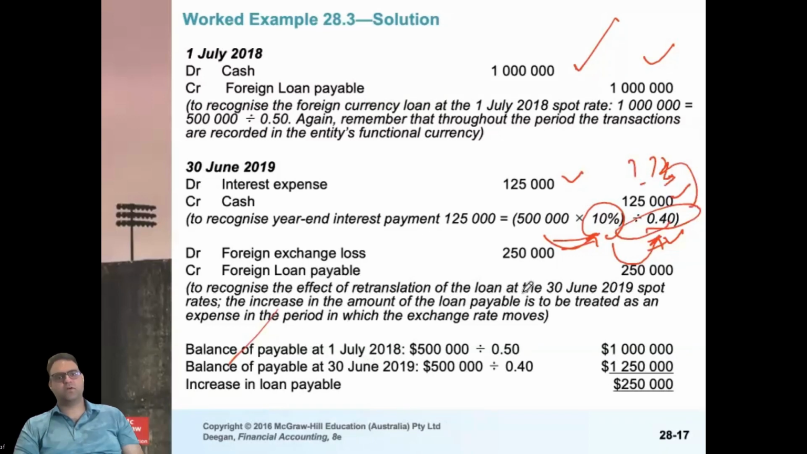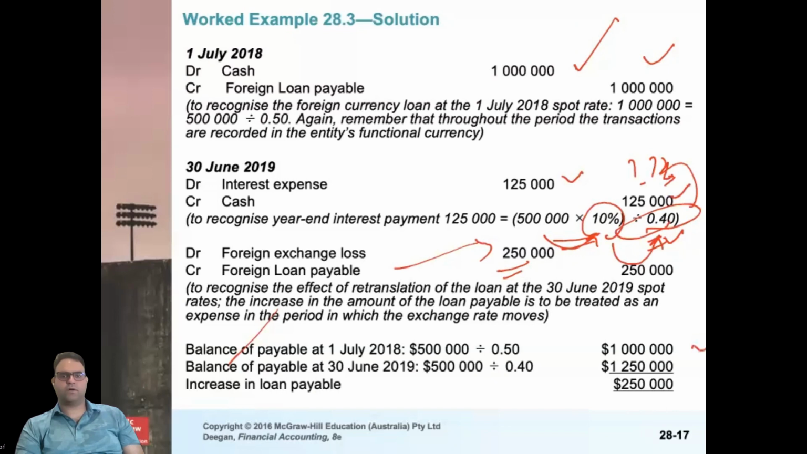After a year, you need to record the loan payable. So currently you have a loss on the loan, which is a debit, and loan payable with a credit of 250, because there is a reduction in the pound. Now you need to pay more dollars to get the same amount of pounds from the other company.